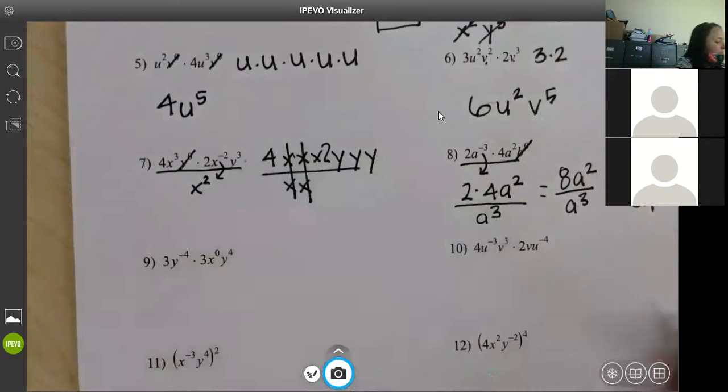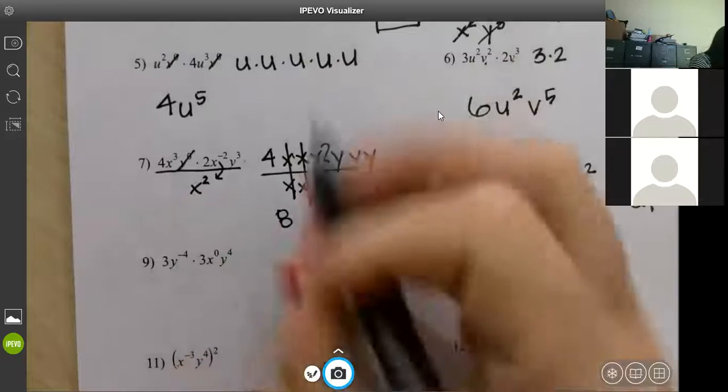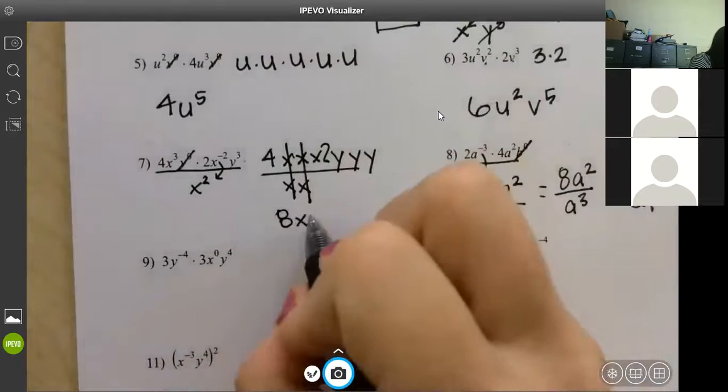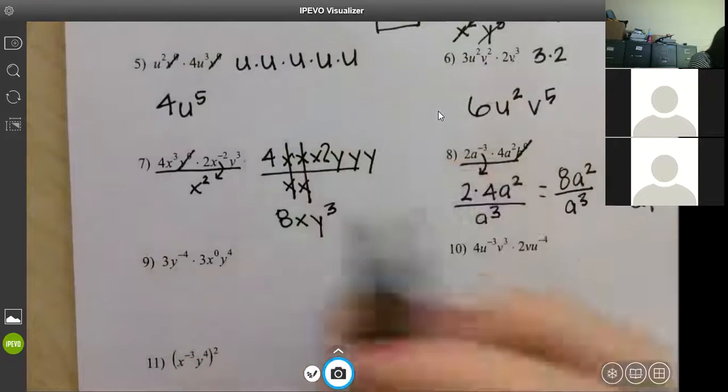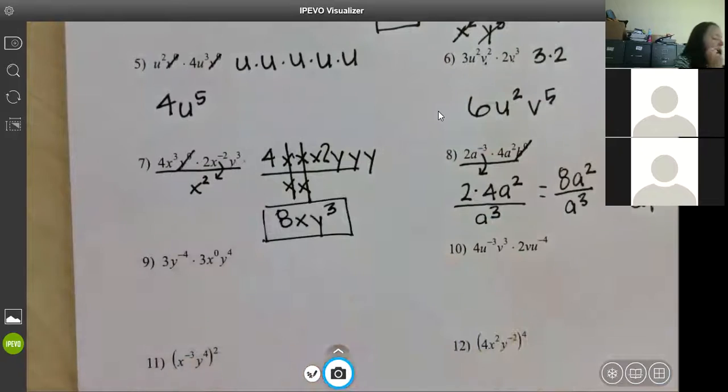Numbers, 4 times 2, 8. How many x's on top? 1. How many y's? 3. Anything on the bottom? 9. That's your answer. That's it.